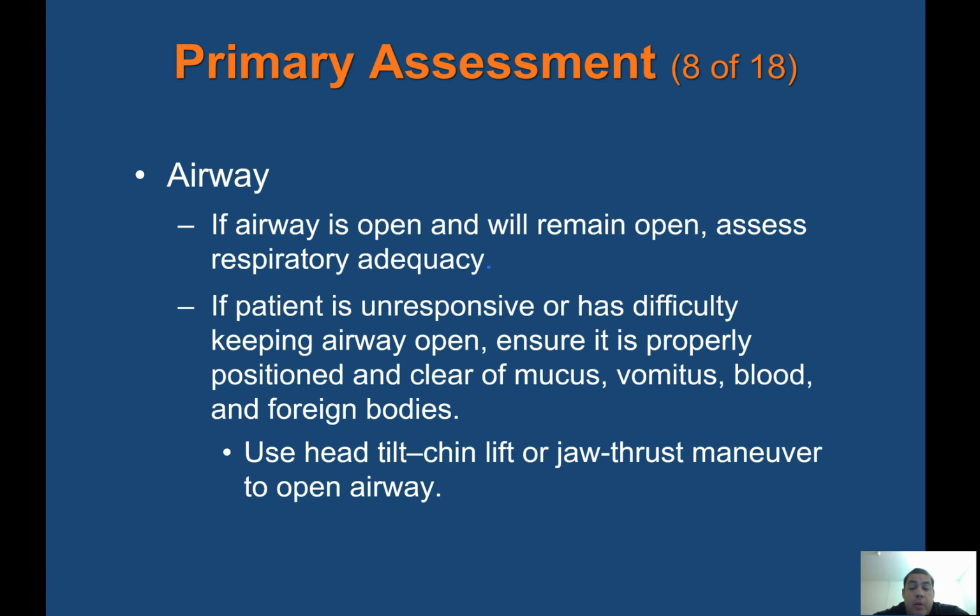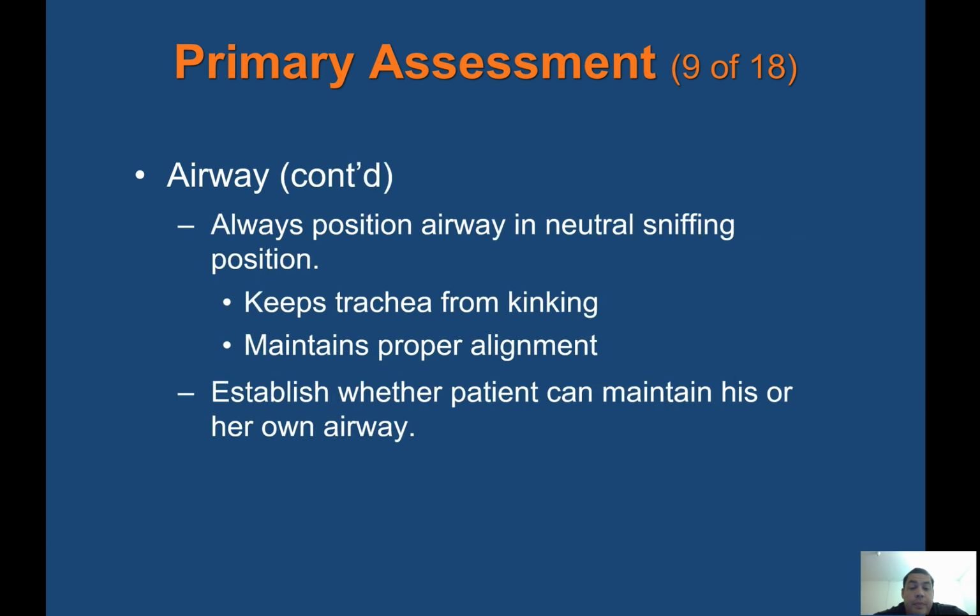Airway. If the airway is open and will remain open, assess respiratory adequacy. If the patient is unresponsive or has difficulty keeping the airway open, ensure it is properly positioned and clear of mucus, vomitus, blood, and foreign bodies. Use the head tilt chin lift or jaw thrust maneuver to open the airway. Always position the airway in the neutral sniffing position. This keeps the trachea from kinking and maintains proper alignment. Establish whether a patient can maintain his or her own airway.